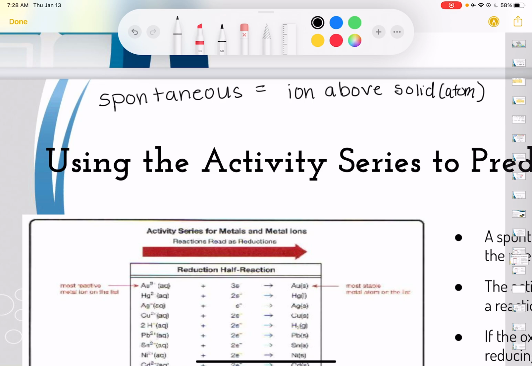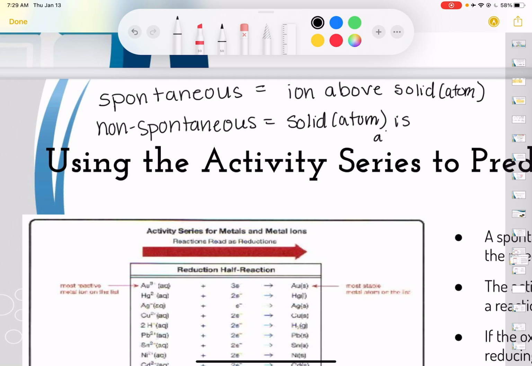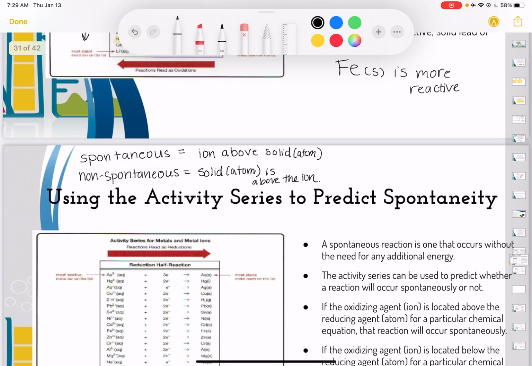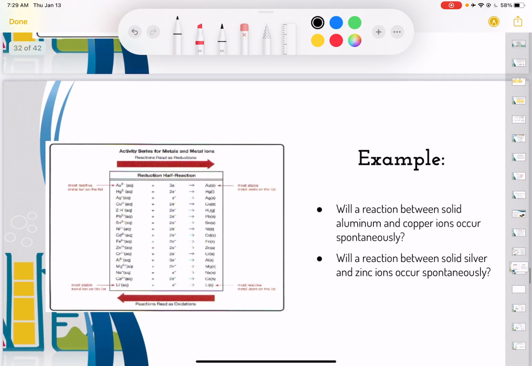Okay, and then if it's non-spontaneous, if the solid atom is above the ion. Okay, so just that little blurb there, so hopefully you can look back at that. I guess I shouldn't have written it so high up, but we can scroll back.